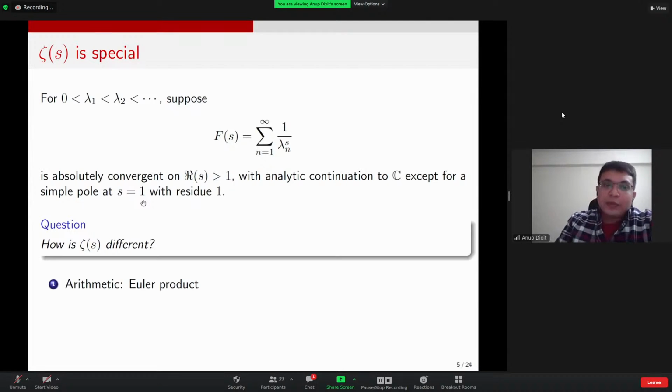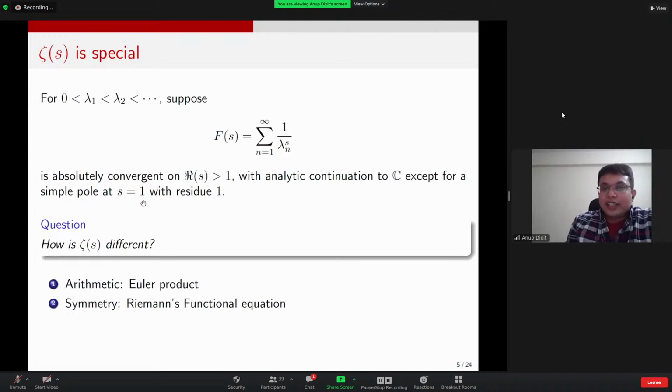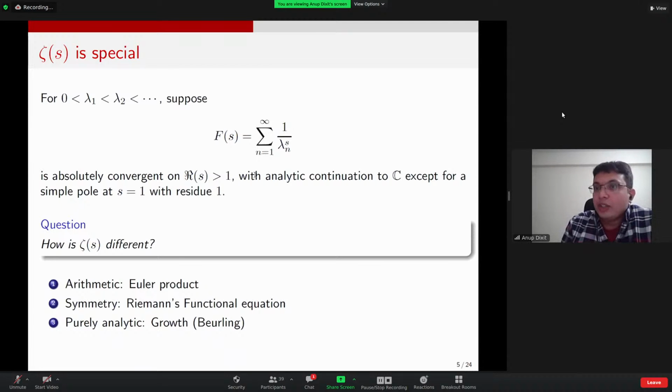So from an arithmetic point of view, you can say that the zeta function has an Euler product, which is not true in general, of course, and therefore it captures properties about the distribution of primes and so on. And also it enjoys a symmetry because of Riemann's functional equation, which is also not true for other functions of this type. But what we are interested in is to give some purely analytic way of differentiating the zeta function, which would totally come from the growth.